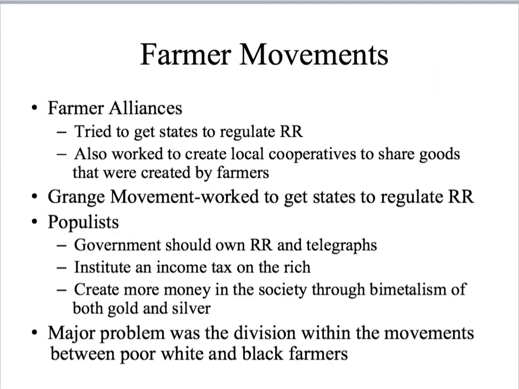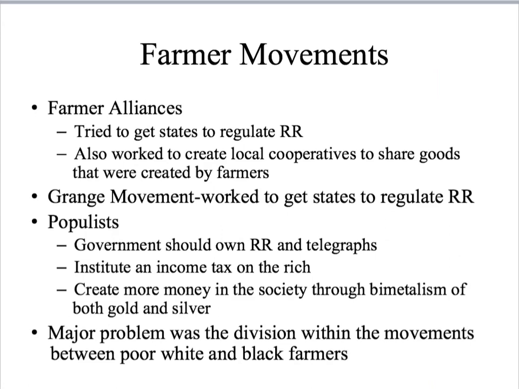This did eventually lead to a number of farmer movements to try and solve the problem. These were called farmer alliances. They tried to get states to regulate railroads. Also, they would try to create local cooperatives where they could share goods with other farmers in order to keep costs down. Eventually, it led to a success with the development of the Grange movement that was able to work to get states to regulate railroads. But the Supreme Court eventually knocked this down as being unconstitutional, since railroads crossed across state lines and could only be regulated by Congress.